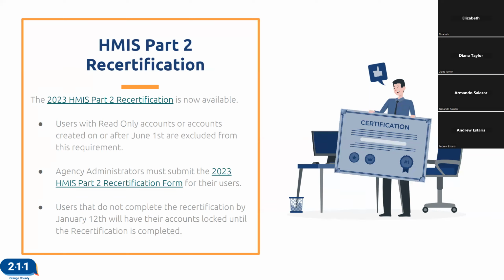Users will need to complete the Part 2 recertification task, and when you have completed that, please submit the practice client information to your agency admin. They will be submitting the form on your behalf. Users that do not complete the recertification by January 12th will have their account locked until this task is completed.